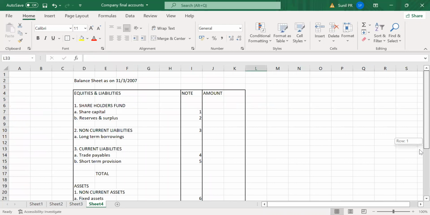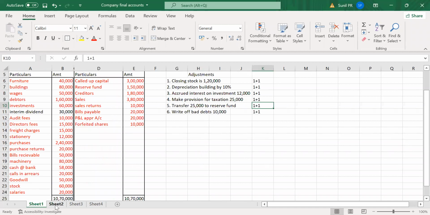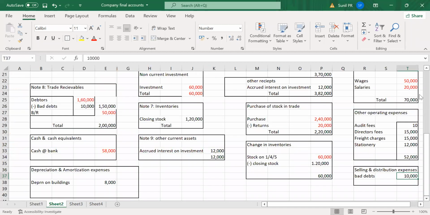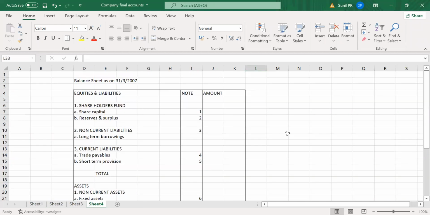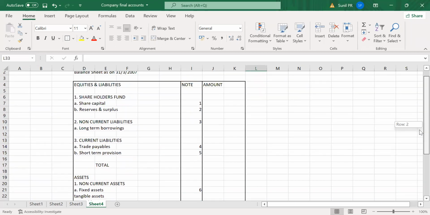Next one is the balance sheet. We would have done some notes already, so just copy paste here. First one, share capital, the same thing: shareholders' fund, share capital and all those things. Notes 1 to 9, whatever is there, just put it here. No need to do all that again. It's the same thing. We just have to copy paste the totals and go with the format.